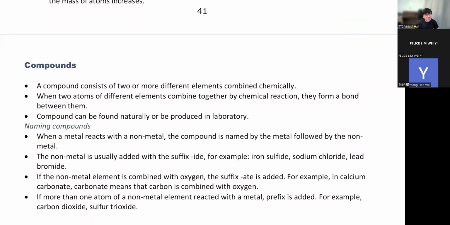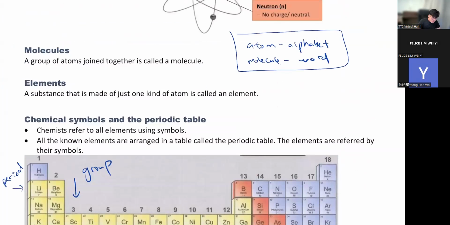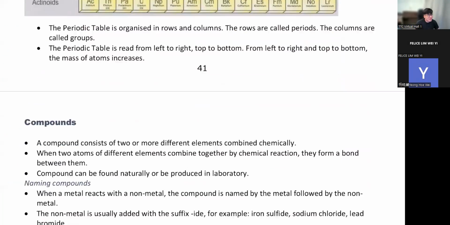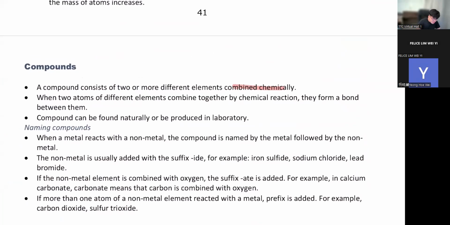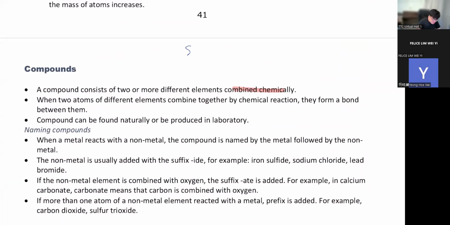And then when you put two elements together, you will get a compound. Same thing as this. When you put two atoms together, it is a molecule. When you put two elements together, it's called compound. Compounds are two or more different elements that combine chemically. That means they get married. Two atoms, they get married. For example, like salt. Salt is what we call sodium chloride. That means a sodium atom, Na, gets married to a chlorine atom, Cl.